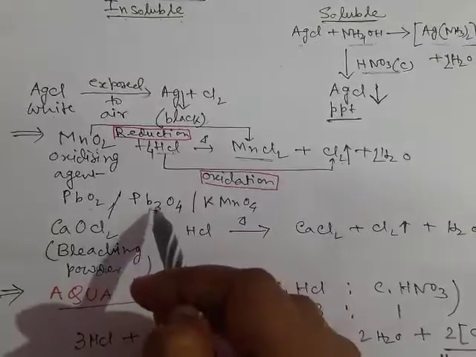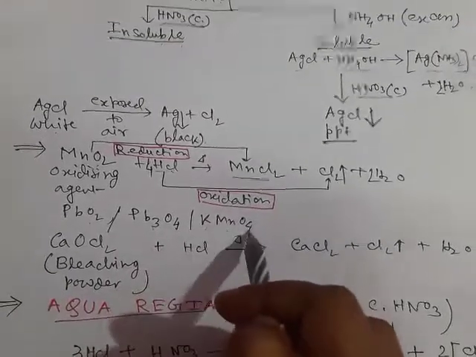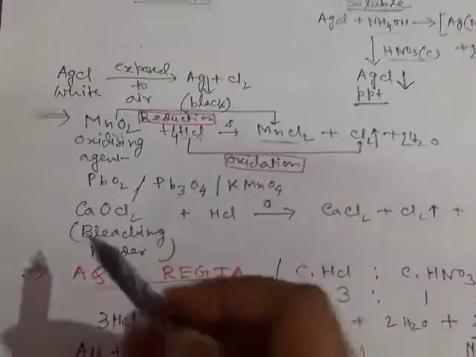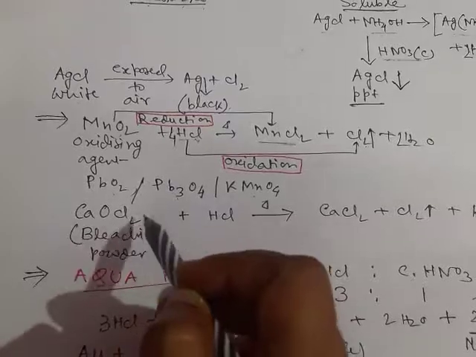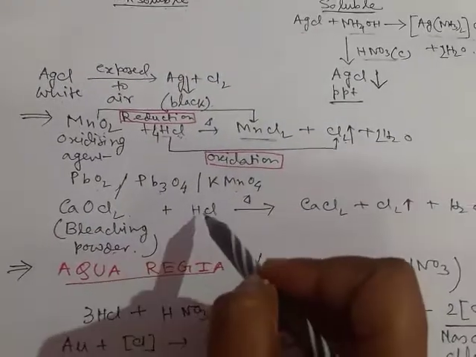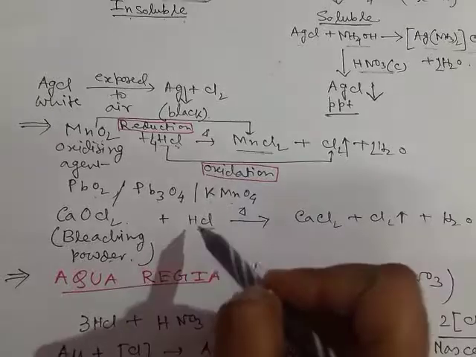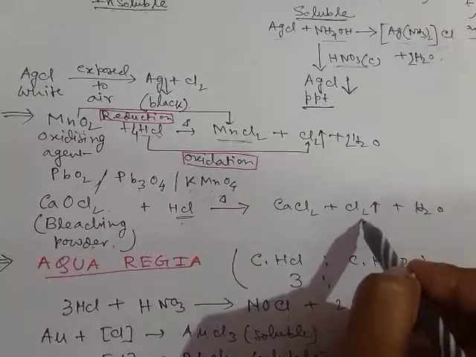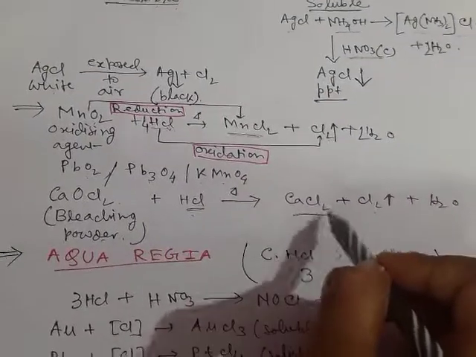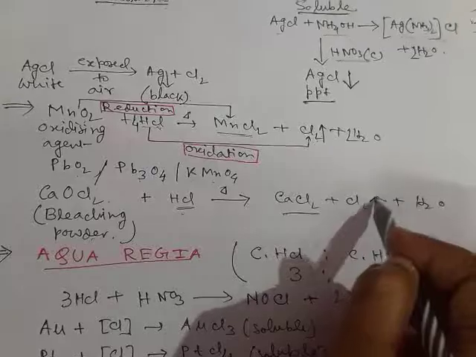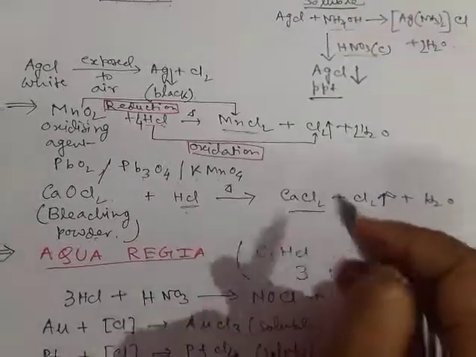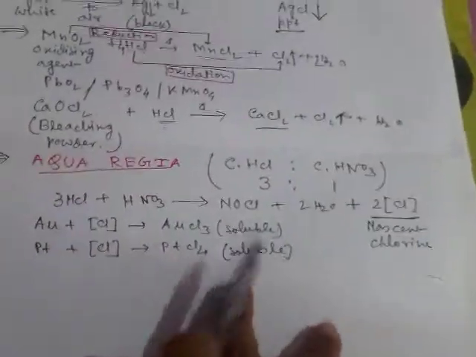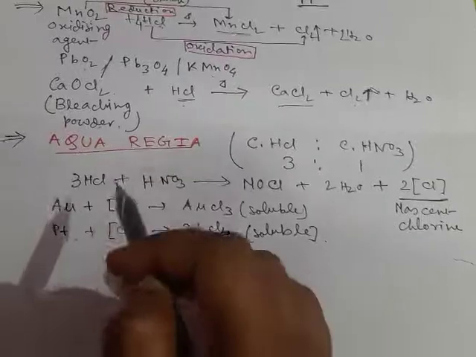Similarly, when lead tetroxide or potassium permanganate reacts with HCl, HCl gets oxidized to chlorine. Similarly, bleaching powder, calcium oxychloride, when heated with HCl, HCl is oxidized to chlorine and there will also be formation of calcium chloride. This chlorine is greenish yellow in color, so you will observe the evolution of greenish yellow chlorine gas.